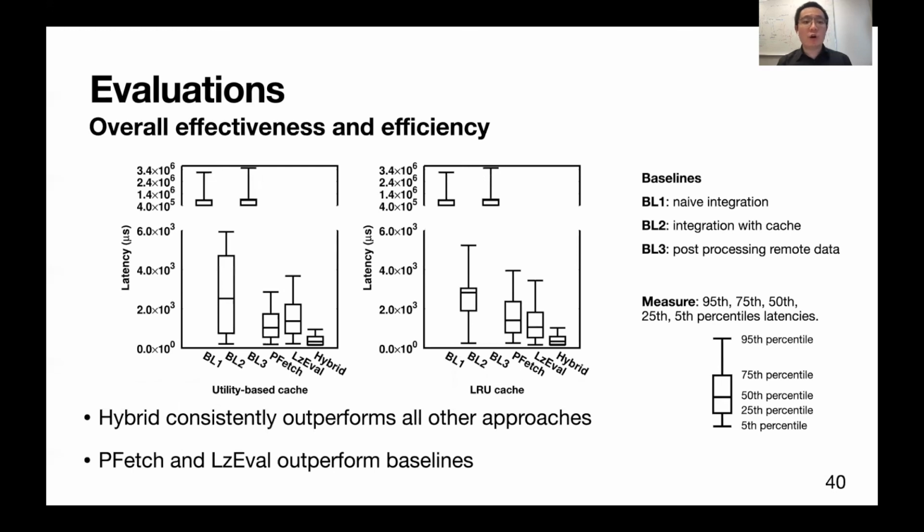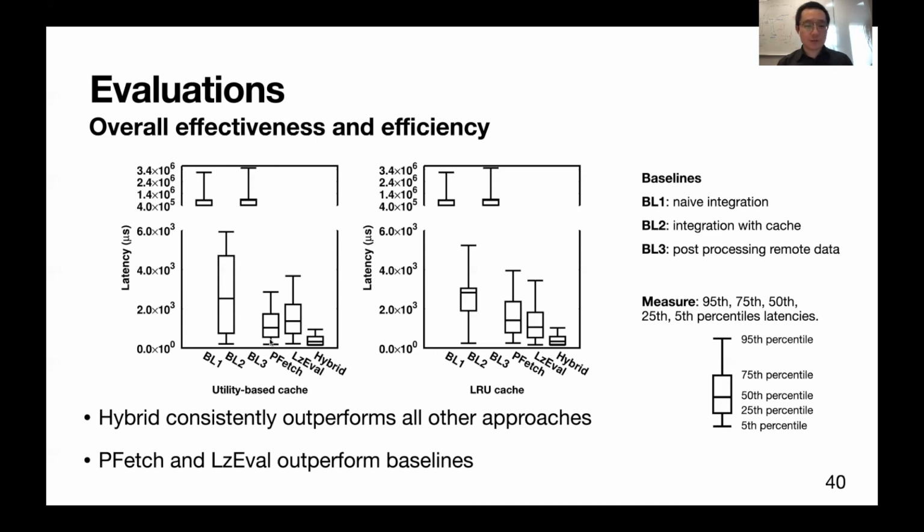Let's first look at the overall effectiveness and efficiency. We compare prefetching, lazy evaluation, and hybrid approach against 3 baseline approaches on the utility-based cache and IO cache. The horizontal axis illustrates the different approaches, and the vertical axis illustrates the latencies. Here we can observe that the hybrid approach consistently outperforms all other approaches. Prefetching and lazy evaluation also outperform all the baselines.